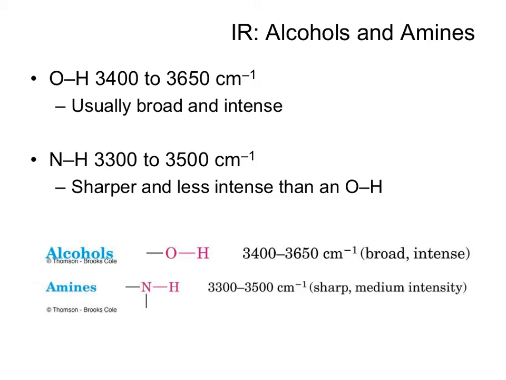Likewise, if you have an OH, you do expect a strong broad peak at 3400 or so. If you have an NH, essentially, it has a very characteristic split peak. It's sharper than OH, but it's broader than a CH, so be aware of that.